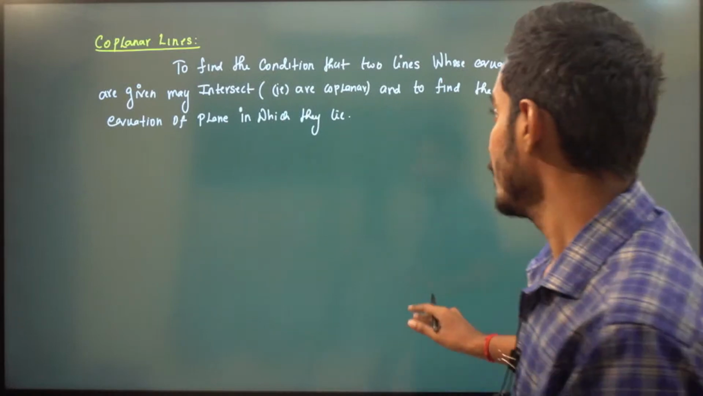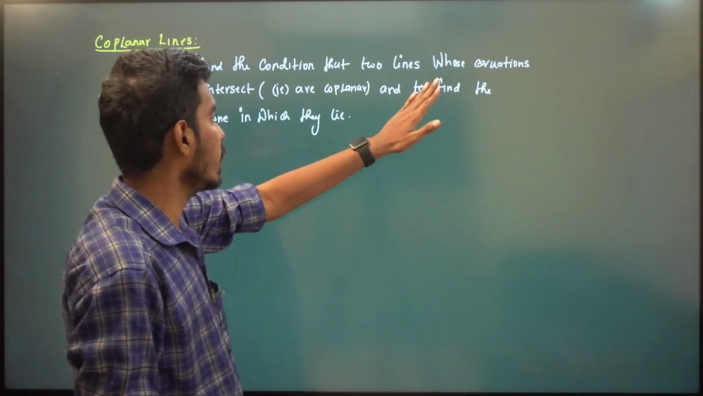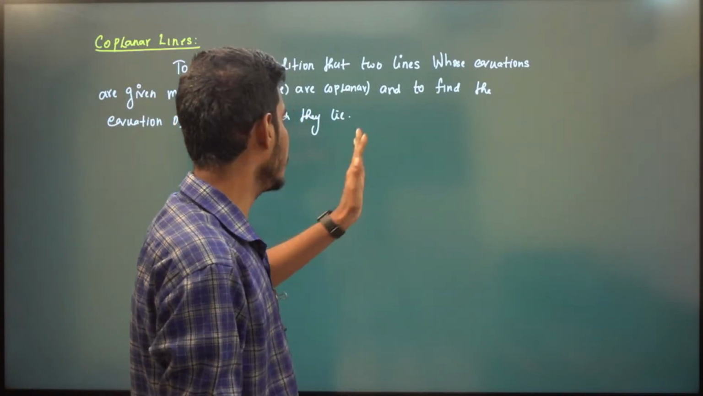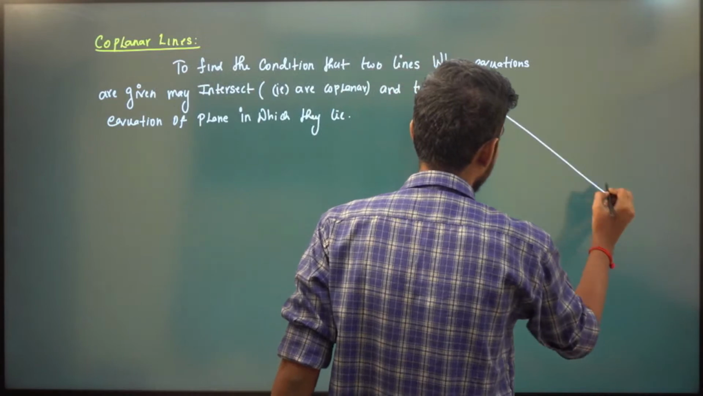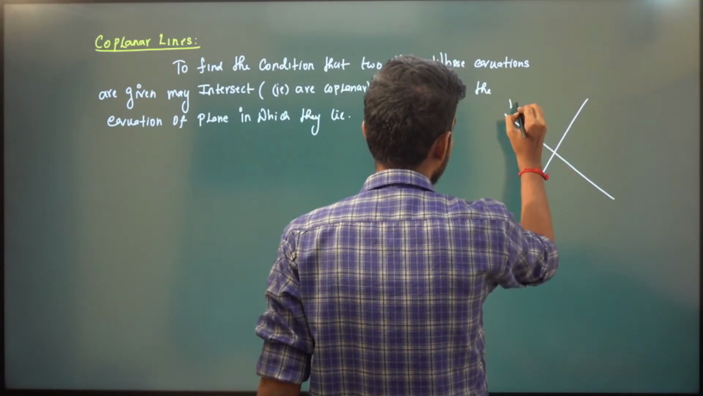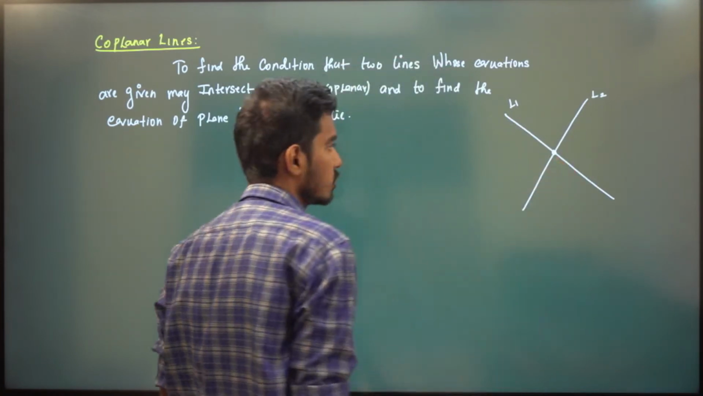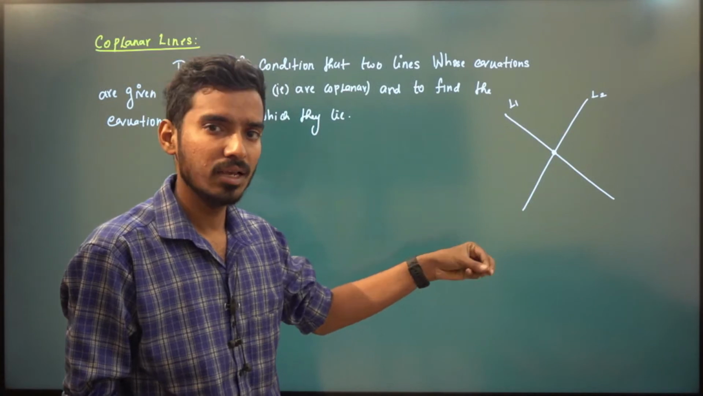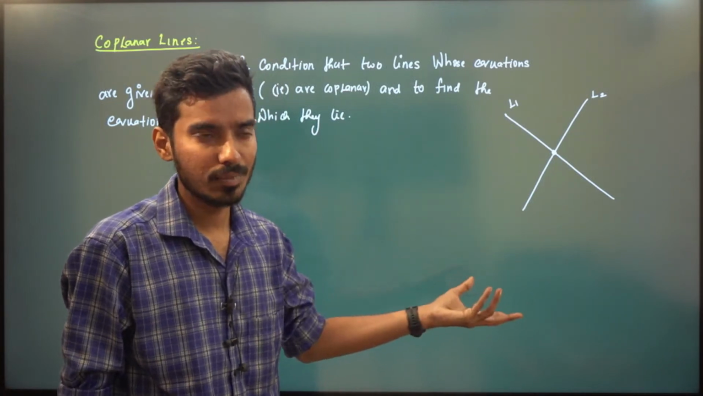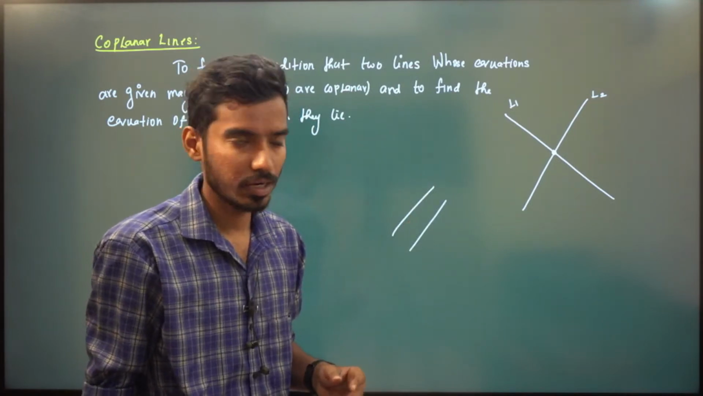They will give two straight lines. What is the condition that these two lines will intersect? Given two lines, they need not intersect all the time. For example, if you consider these two lines, they will never intersect.